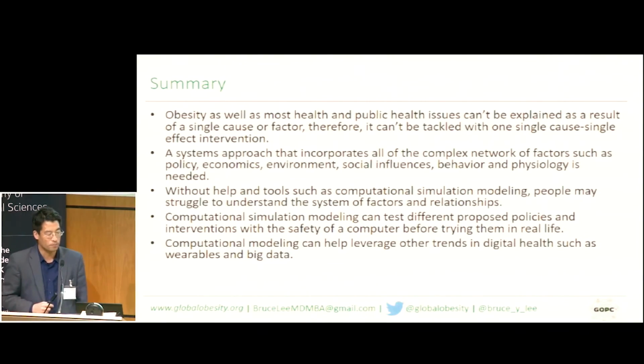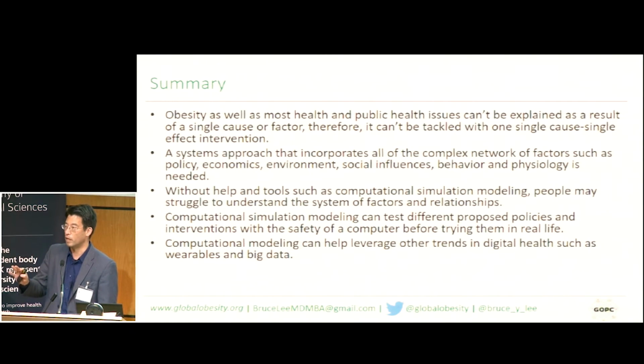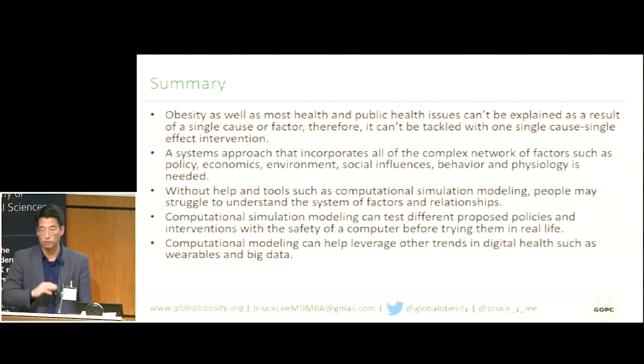Just in summary, obesity is an example of a public health problem, but just one example. This applies to many other issues where it can't really be explained by a single cause, single effect situation. You really have this complex system of all kinds of relationships, ranging from biological to individual behavioral to social networks to environmental, both physical activity and food environments, versus larger policy and economic forces, et cetera. It's really difficult to pull all these together without the benefit of a computational model.